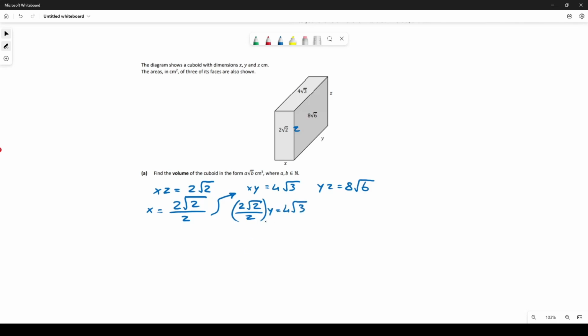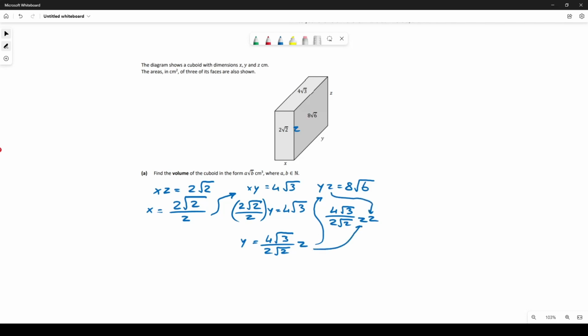But then you work to get y on its own. So you'd say, oh, y is equal, there's a couple of ways of doing this. You could, instead of dividing by z, multiply on this side, and then instead of multiplying by 2 root 2, divide on this side, so you'd end up getting y is equal to 4 root 3 over 2 root 2 z, and then you take that and sub it into this one everywhere you see a y, so you'd end up with 4 root 3 over 2 root 2 z, and then this z is just this one left behind.